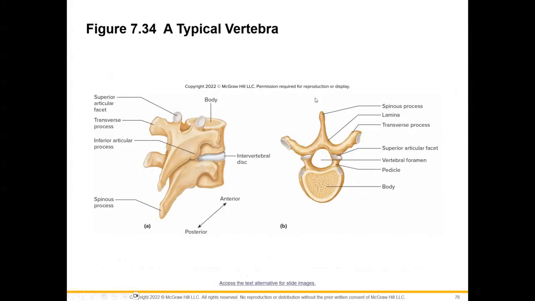Okay, so this shows your typical vertebra. There's the body, the pedicles, okay, the articular facets. Then you have the spinous process, transverse process, and the lamina. And this shows how those bones fit together. Okay, as you can see, those articular processes will fit on top of an articular facet.